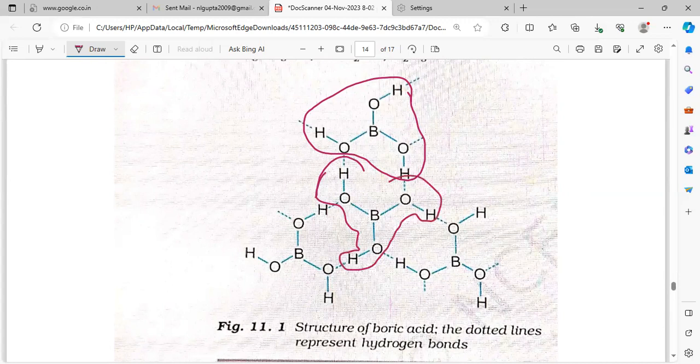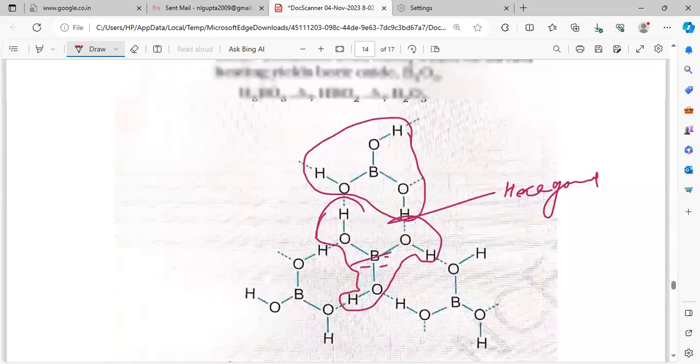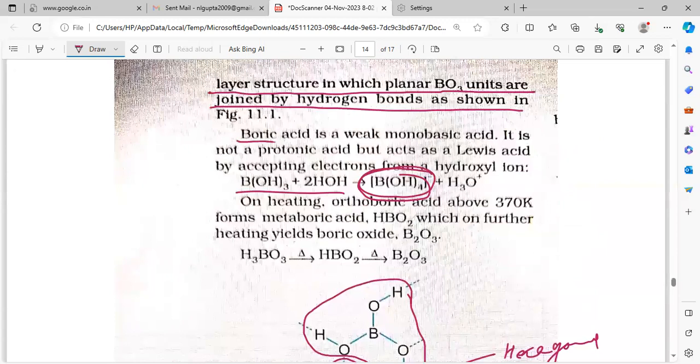Yes, they are going to form the layered structure. Okay, and what is the ring there? Hexagonal ring. This ring is a hexagonal ring. So boric acid is a weak monobasic acid. It is not a protonic acid but acts as a Lewis acid by accepting the electron from the hydroxyl ion.